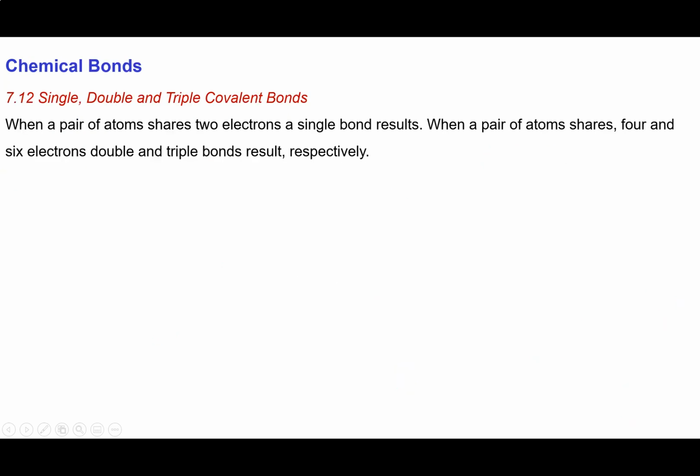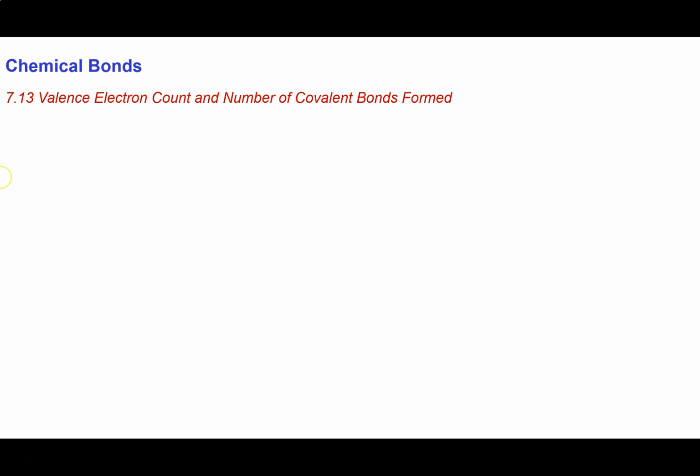So when a pair of atoms shares 2 electrons, we call that a single bond. When a pair of atoms shares 4 electrons, we call it a double bond. And when a pair of atoms shares 6 electrons, we call it a triple bond.